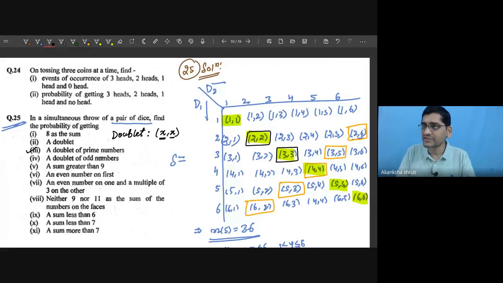So 4 is not a prime number, so we cannot choose this pair 4 4. 5 5, yes, 5 is a prime, we can choose it. Again 6 6 cannot be taken. So how many doublets of prime are we interested in? It is our 2 2, 3 3, 5 5. Only these 3 pairs. So we have applied 2 conditions, the doublet as well as the prime.